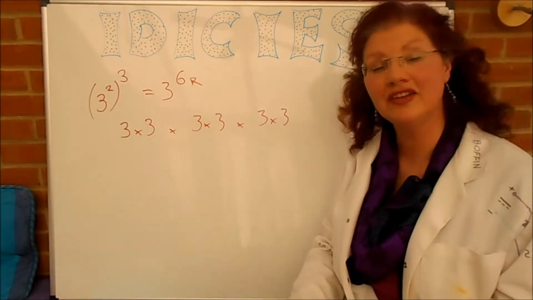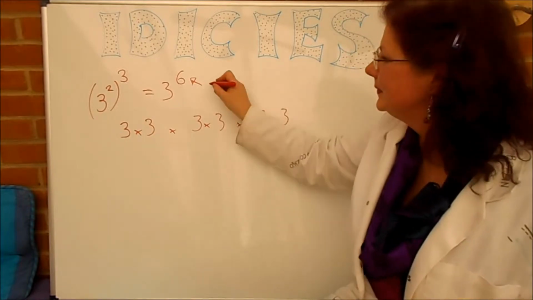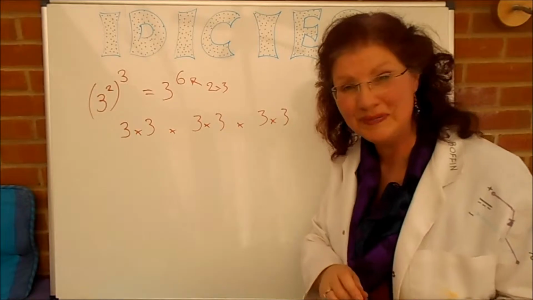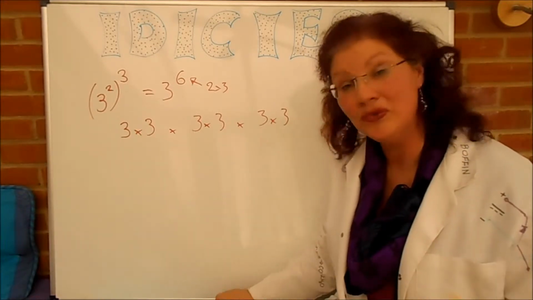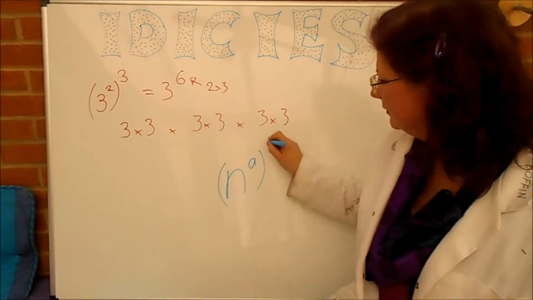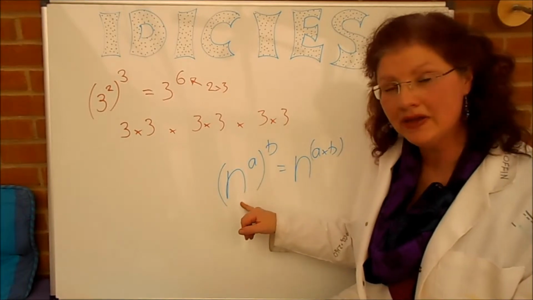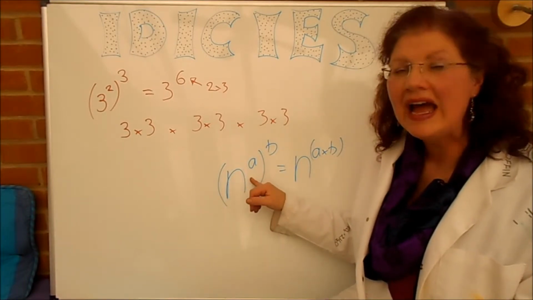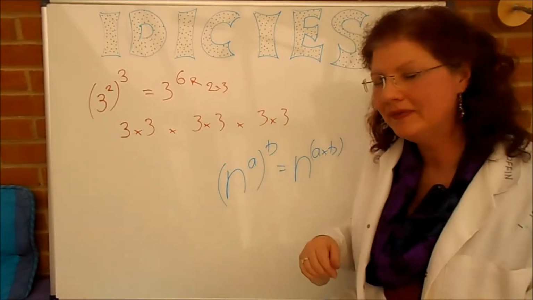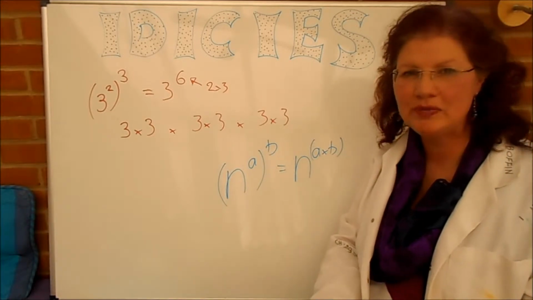And where do we get that 6 from? It's the 2 times the 3. It's those 2 powers multiplied by each other. Here it is in your formal n and a and b notation. So, any number to a power, and then that to another power, you're taking a power of a power, is equal to your normal number, and then you multiply the 2 powers together.